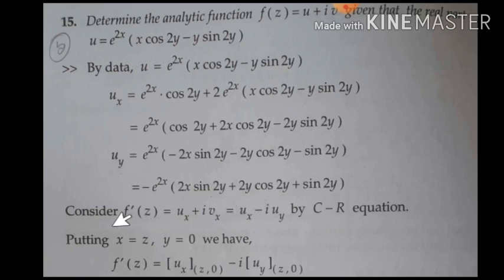Now we know that f dash of z is nothing but ux plus ivx, dou u by dou x plus i into dou u by dou y. So when we apply the CR equation, since it is an analytic function, we can apply the CR equation. Ux we have, but we don't have Vx. So we write Vx in terms of u itself using the CR equation. So we know that Vx is equal to minus uy.